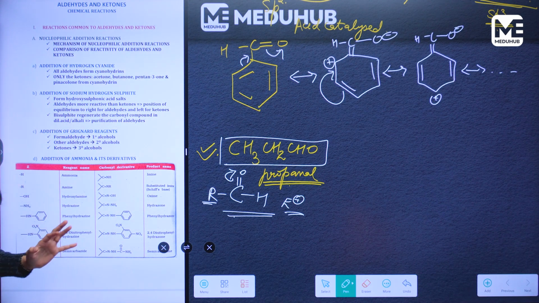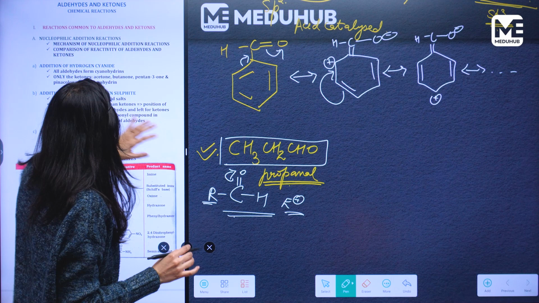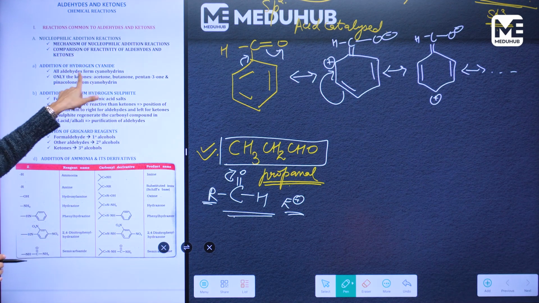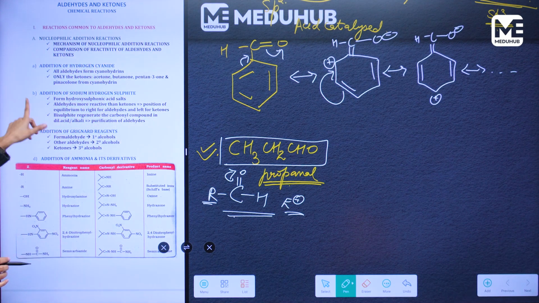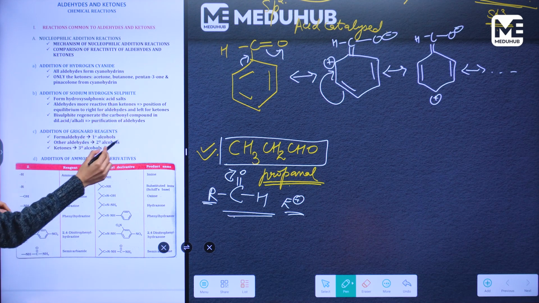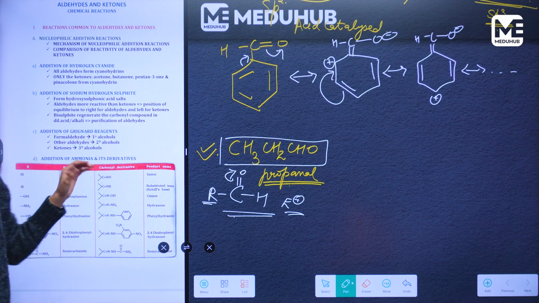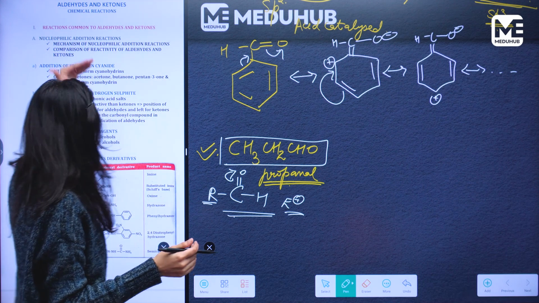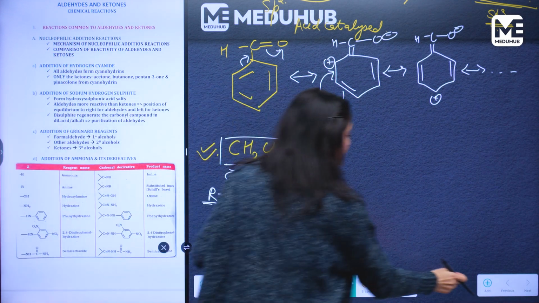The four reactions of aldehydes and ketones are: one is addition of hydrogen cyanide, second is addition of sodium hydrogen sulfite, third is addition of Grignard reagents, and the fourth is addition of ammonia and its derivatives. We'll do all of them one by one.